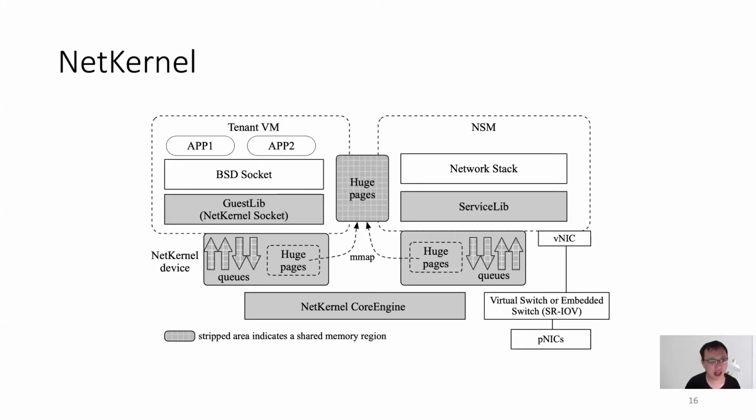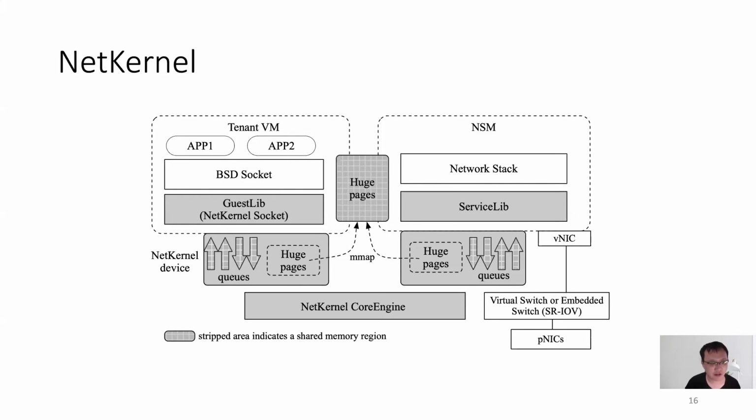After introducing the design highlights of NetKernel, let's see the overall design of the NetKernel framework. As you can see, in the NetKernel framework, we have several parts. In the tenant VM, we have the guest lib. That guest lib intercepts all of the BSD socket APIs and puts the socket semantic into the NetKernel device. And in the NSM, we also have a service lib pulling the NQEs from the queues and calling the real network APIs from the network stack in the NSM.